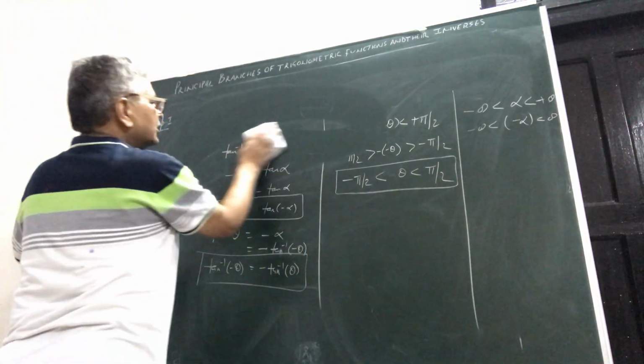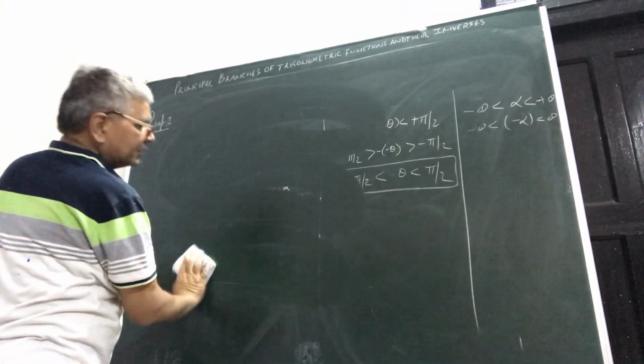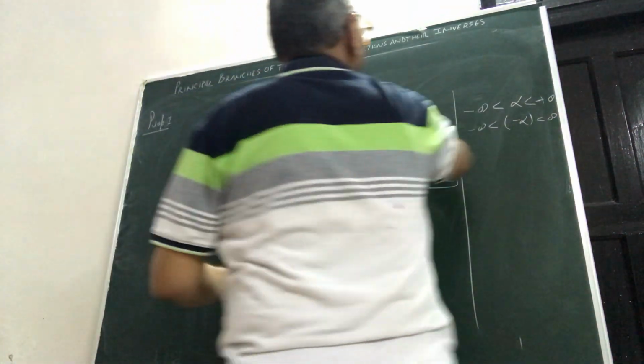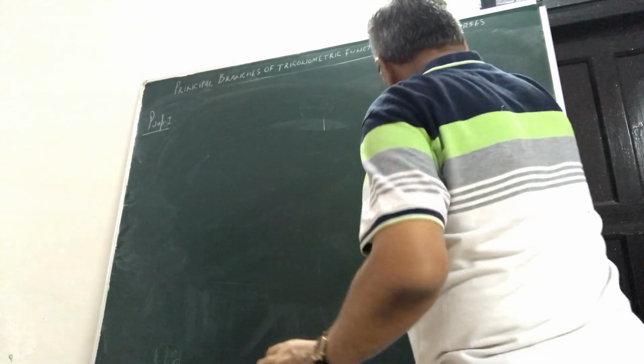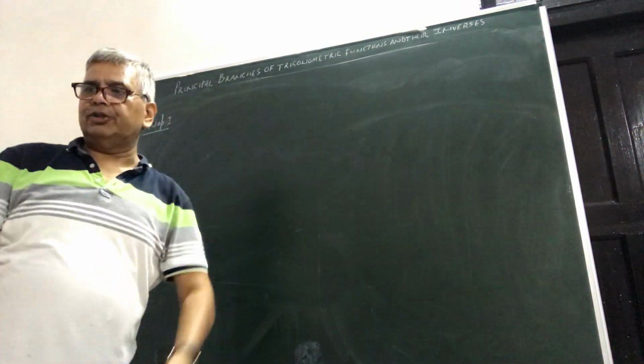But interestingly, those who are having the principal branches in 0 to pi, that is your cos inverse, your cot inverse, and then your inverse of cos, that is sec inverse. There, what you will find? Interestingly, you will jump out of this principal branch.